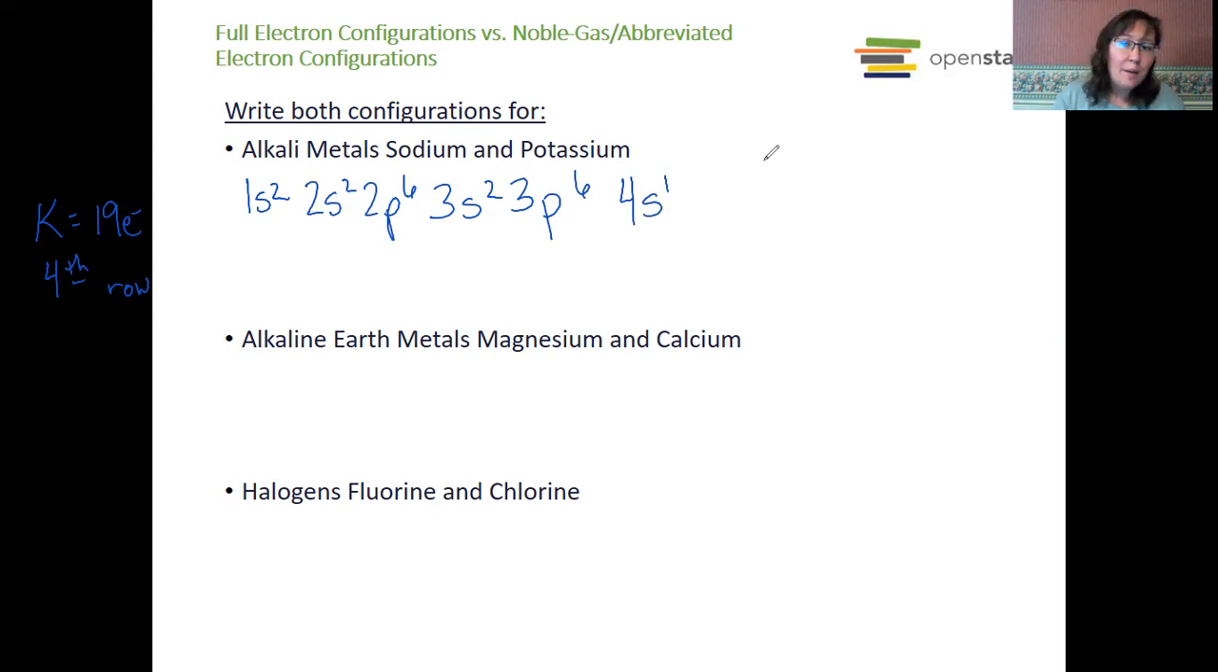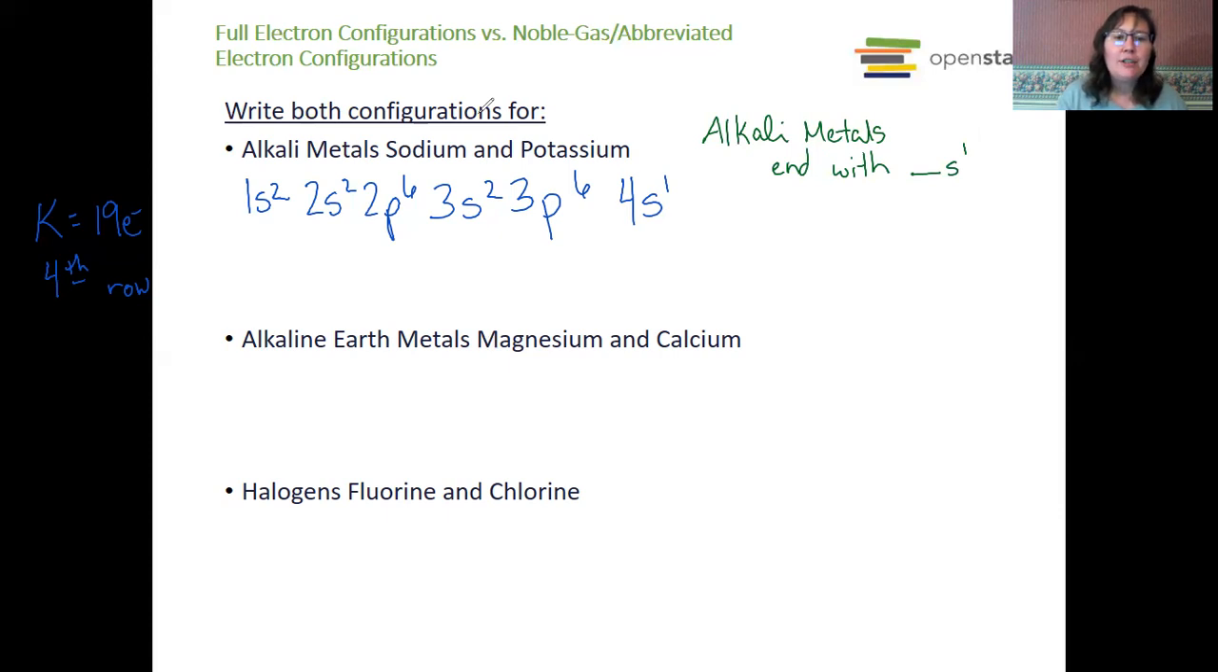If you remember back to the previous slide when I was doing sodium, we ended with 3s1. So an interesting thing about the alkali metals is that they will always end with a number S1.